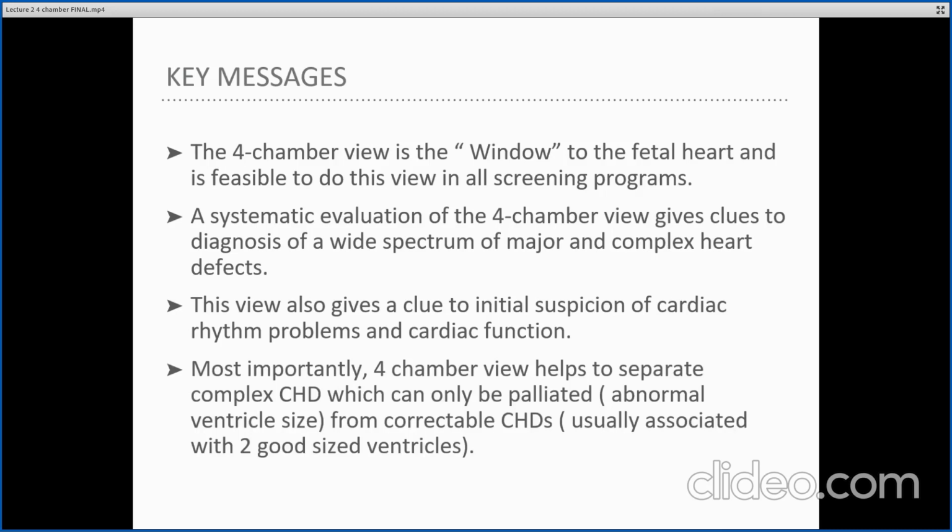And from a prognostic point of view, the four-chamber view helps to separate complex heart defects, which can undergo palliative surgery, from correctable heart surgeries, which can be corrected with good outcomes. Most of the complex heart defects which can be palliated have an abnormal four-chamber view characterized by small size or hypoplasia of one or other ventricle, while the correctable heart defects typically have a normal four-chamber view with two good-sized ventricles. We shall discuss the prognostic aspects of the imaging in detail in the fifth lecture of the series.